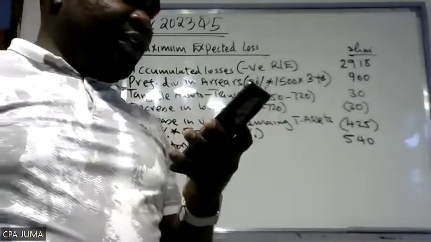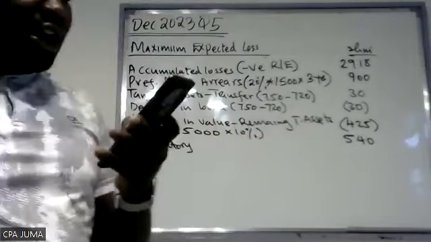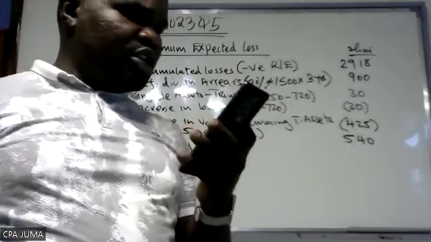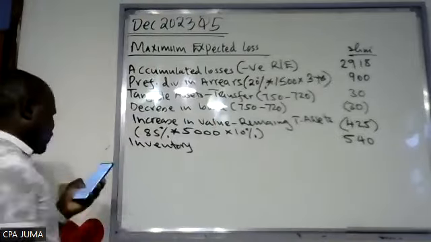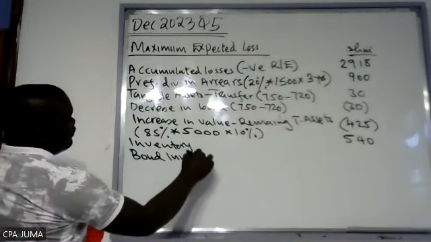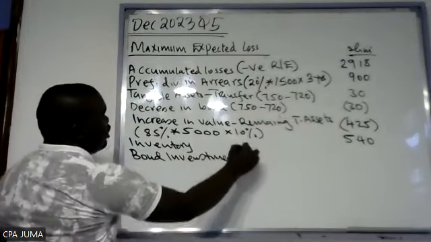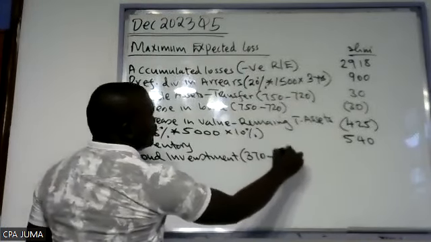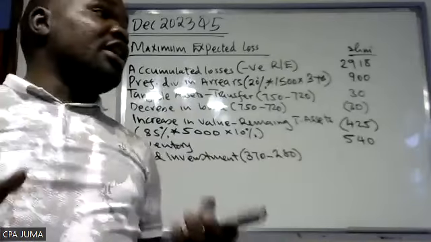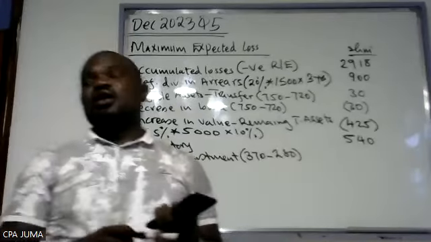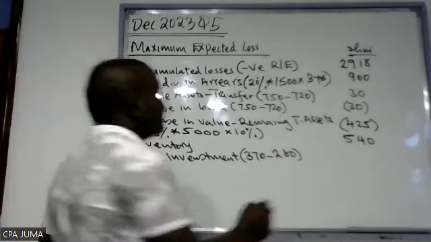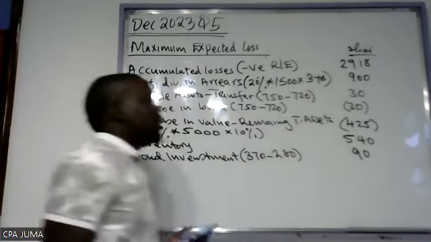Note 3, bullet 3. A bond investment having 10 months to maturity is to be revised to 280 from its carrying amount of 370. So the bond investment is reduced all the way from 370 to 280. How much is that? That's the difference, the loss from 370 to 280. The loss is the difference, which is how much? 90. So that is also a loss.